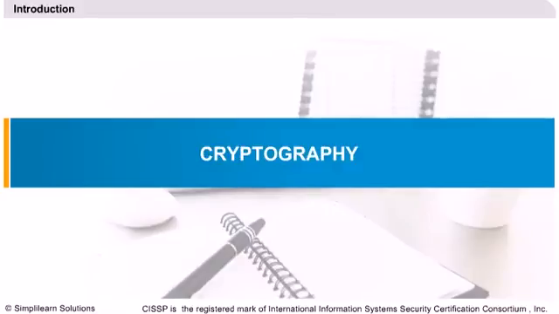Cryptography. Introduction. Hello, and welcome to Lesson 7 of CISSP Certification Course by Simplilearn. This lesson is about cryptography. Cryptography is one of the 10 domains of the Common Body of Knowledge, CBK, for the CISSP certification exam.